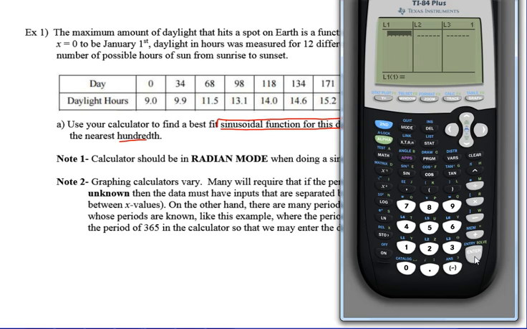I'm going to pause the video. When I come back to the video, the data will be filled into L1 and L2. So that's what I want you to do now, is fill the data in for L1 and L2.